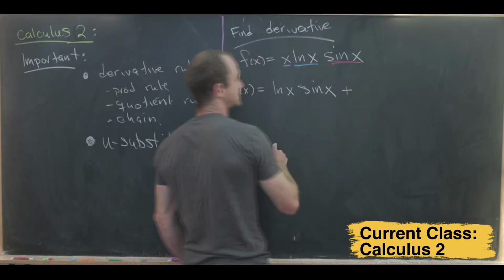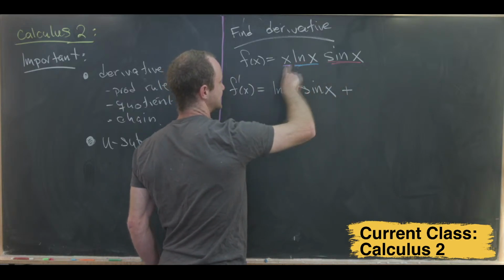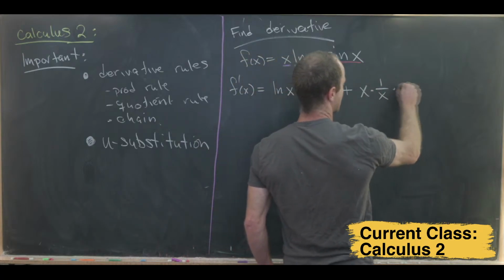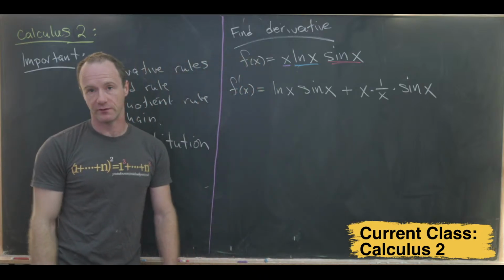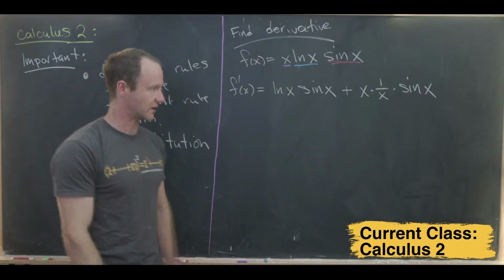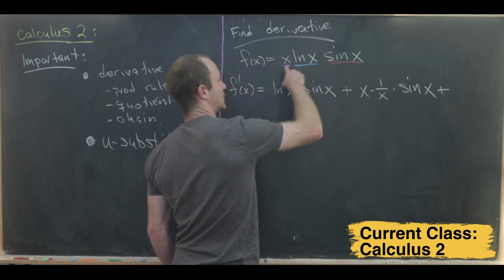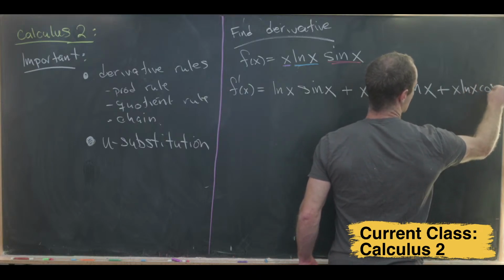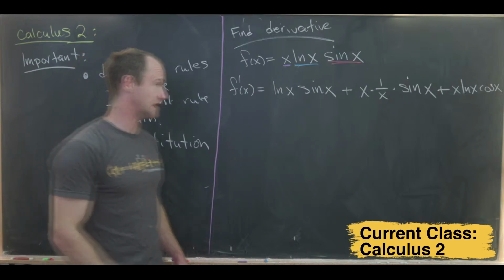Then plus, for our next one, we'll take the derivative of natural log of x while holding these two constant. So that'll be x times 1 over x times sine of x. Here I used the fact that the derivative of natural log is 1 over x. And then next, we'll take the derivative of sine x while holding these two constant. That'll give us x ln x cos x. Okay, so that's the kind of thing that we get in the end.